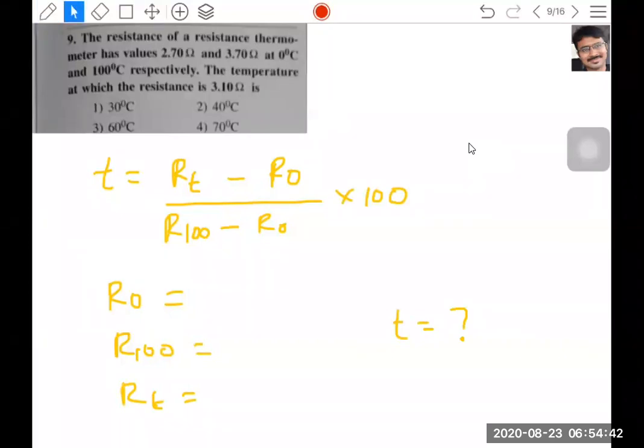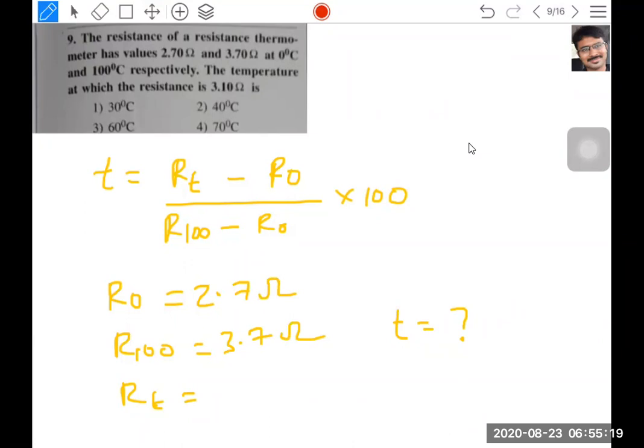Observe the R0 values. See here, 2.7 and 3.7 are at 0 and 100. R0 means resistance at 0 degrees, 2.7. R100 means resistance at 100 degrees centigrade, 3.7. Rt means resistance at some temperature, 3.1. So first let us see this one. Here they have given R0 as 2.7 and R100 as 3.7 ohms. Ohm is the unit of resistance. It is actually a second year topic, but okay, resistance thermometer we already discussed.